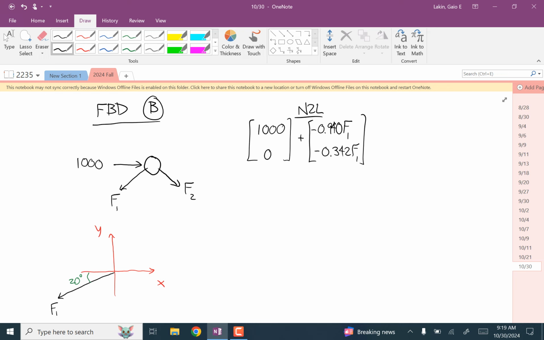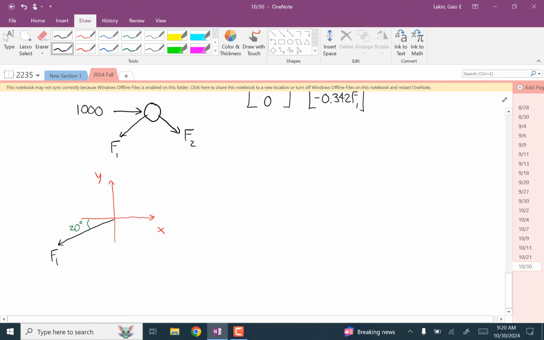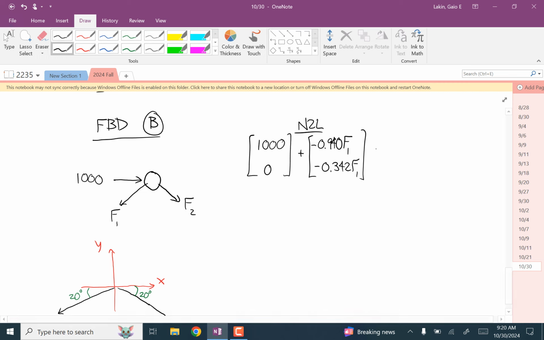Any questions about that one? And then the force F2, that one is this way, where this angle is 20 degrees. So you can do that as cosine and sine of 340 degrees or cosine and sine of negative 20 degrees, and you get 0.940 F2, negative 0.342 F2.